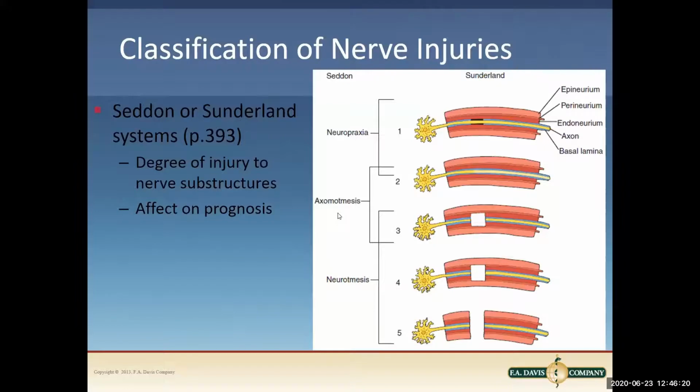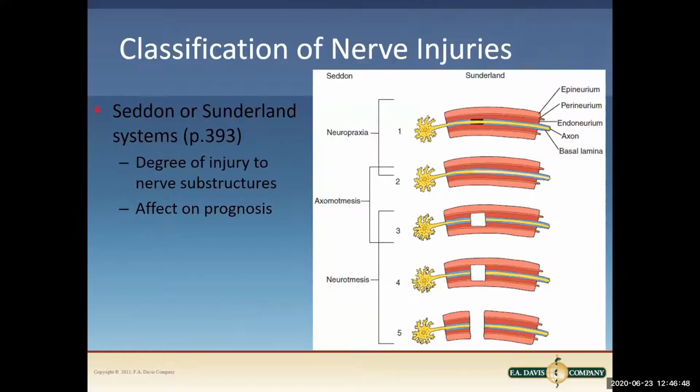All right, so in your book, you have these Seddon versus Sunderland classifications of nerve injury. This is where everyone kind of starts getting scared because they're like, oh my God, there are a lot of big terms in here. Good news is for your boards, they're not going to ask you whether you have a grade 1, grade 2, grade 3, or grade 4 Seddon or Sunderland symptom.